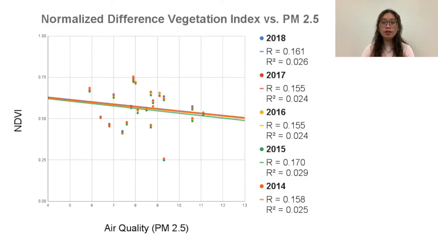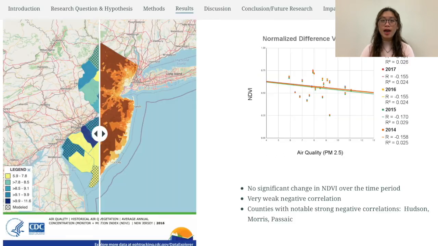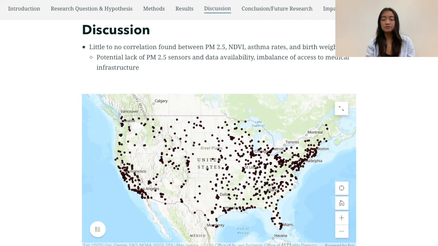However, the R and R squared values indicate a negative but very weak correlation, and a more significant correlation in the counties of Hudson, Morris, and Passaic. Across the board, we found little to no correlation between air quality and asthma, low birth weight, and vegetation, despite the already established correlations from previous research.